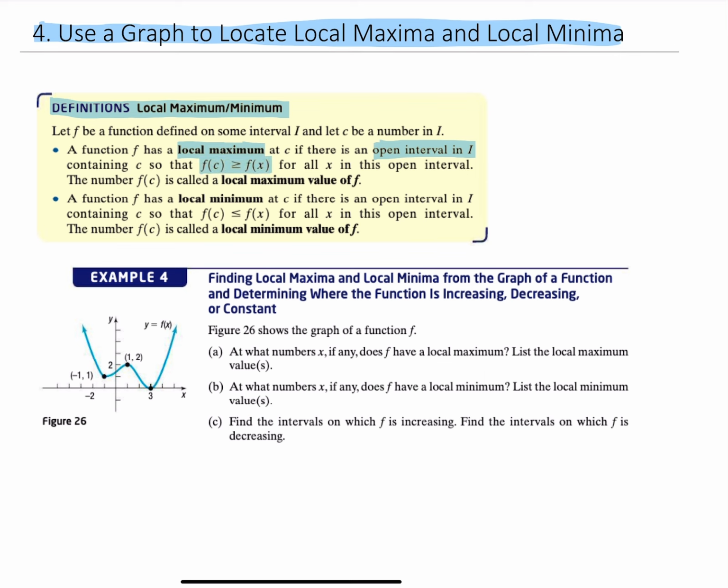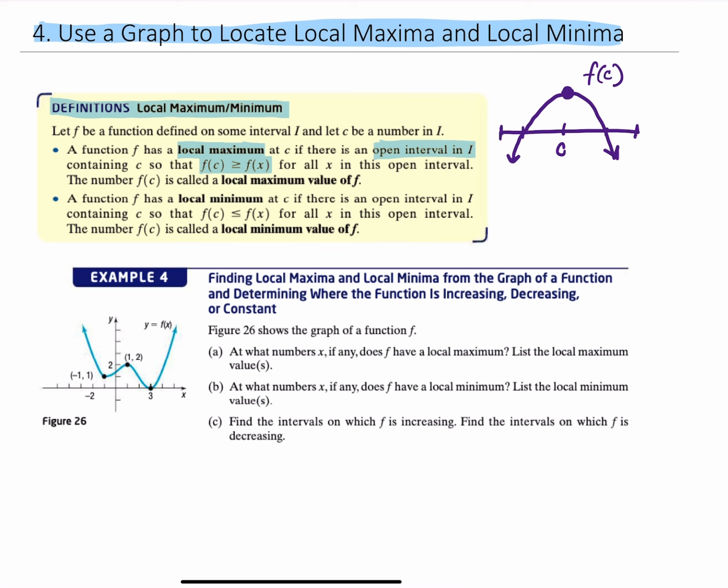Visually, what this means is we have, let's call this our open interval, and let's say our function is behaving something like this. And this is our point c in the interval. Well, there's this point here, f of c, that's greater than all other points. It's like at the top of a hill.